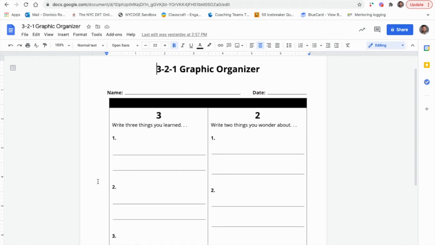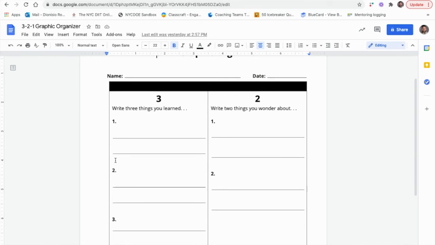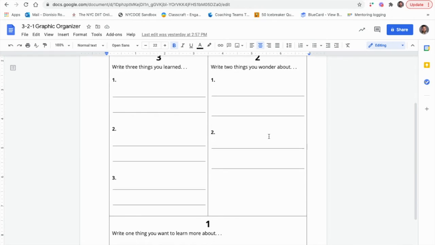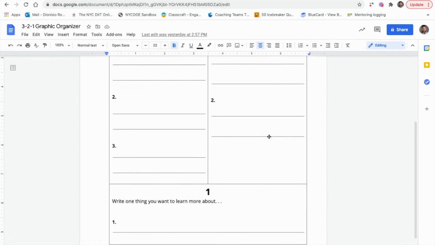The setup is simple. In our physical or digital notebooks, I want you to set up your notebook to look like the following. We will split the top half of our notebook to have enough space for our 3 takeaways, and on the right-hand side for our 2 wonderings. On the bottom, we will write 1 thing we want to learn more about.